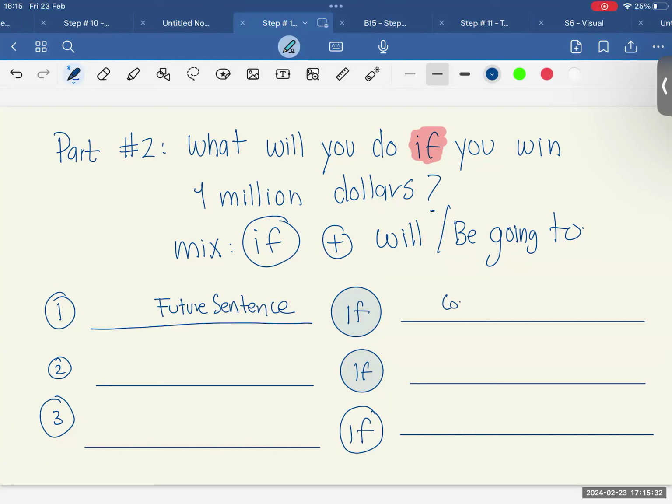Hi, teacher. Good afternoon. Hi, Kevin. We are in an evaluation of this. Kevin? Yes. So this is the format, okay, guys? That is the format. Future sentence, the conditional if, and conditional sentence, okay? Like that.